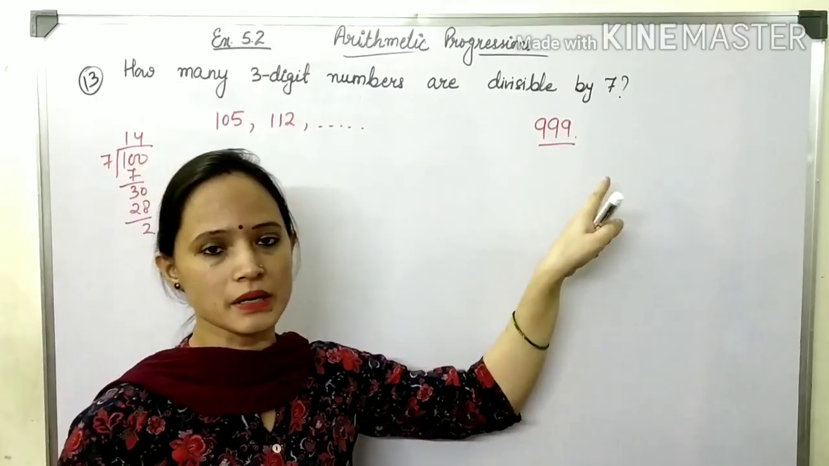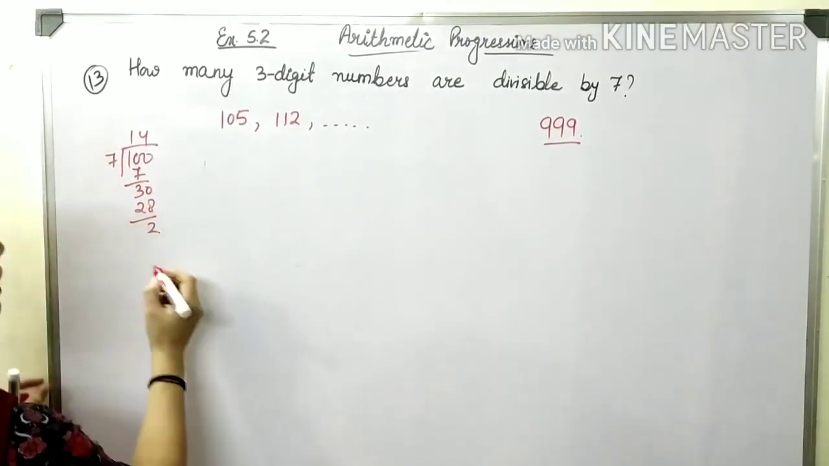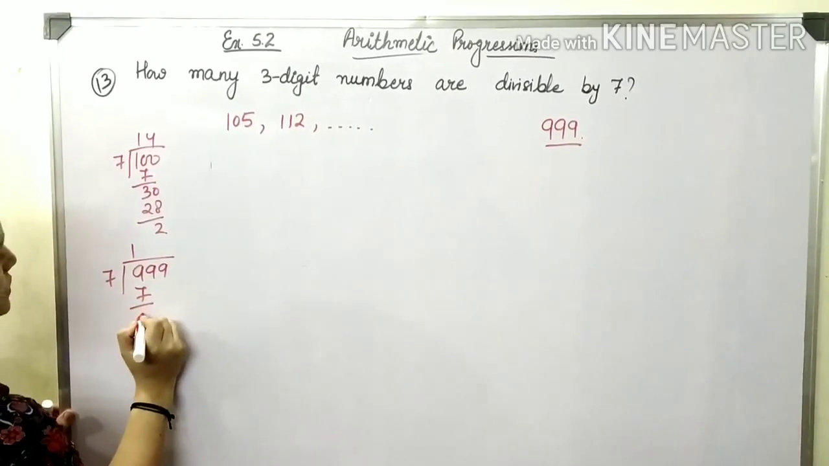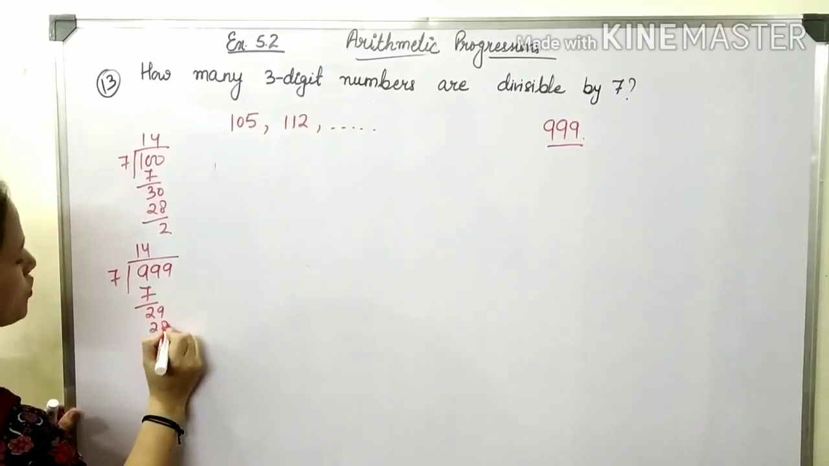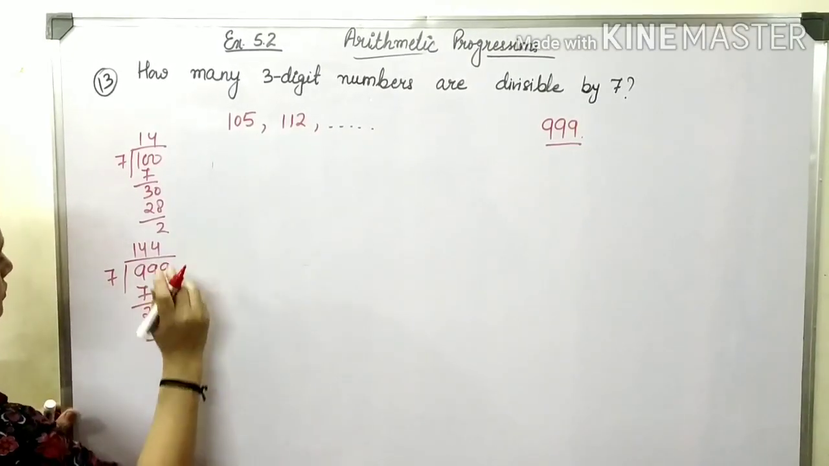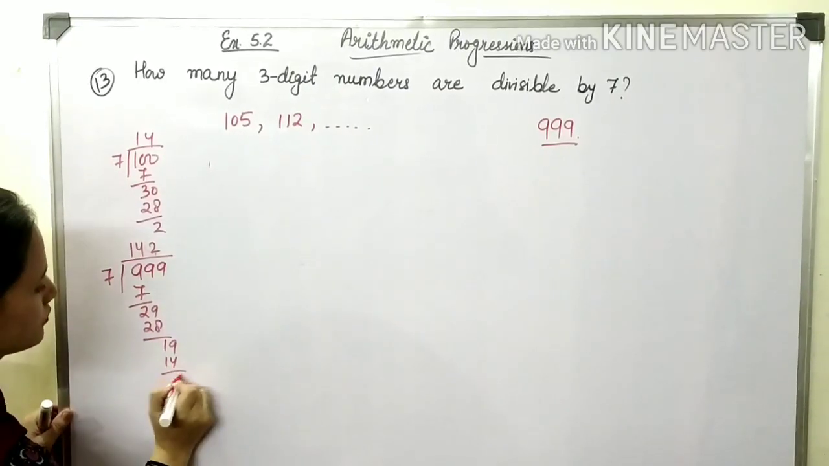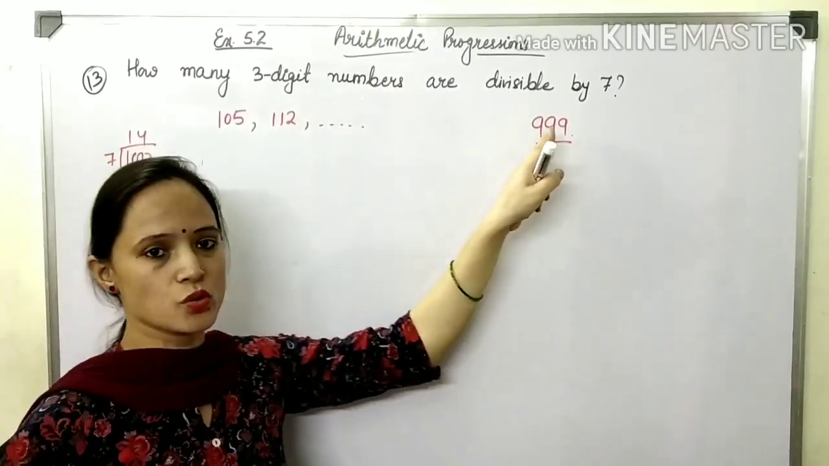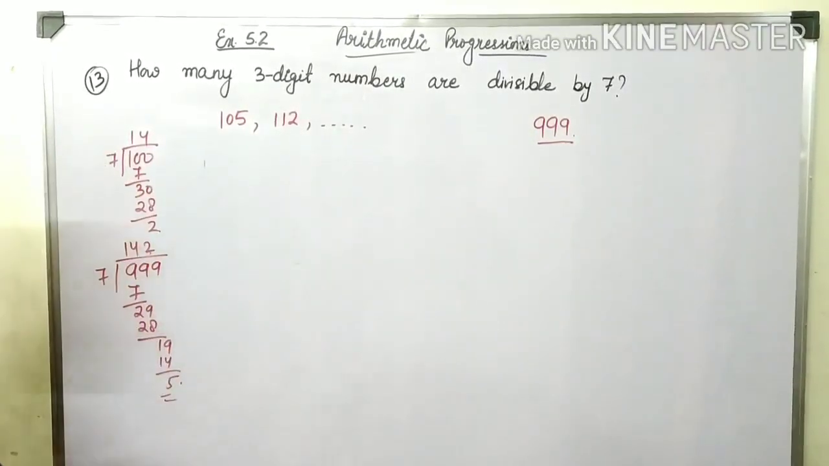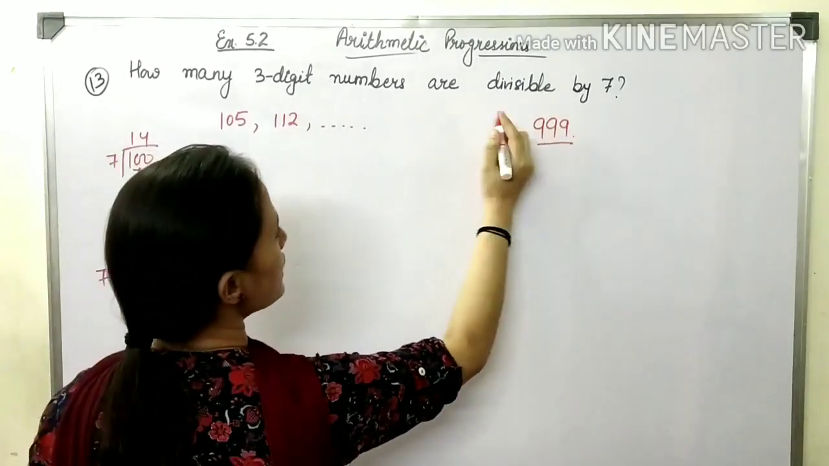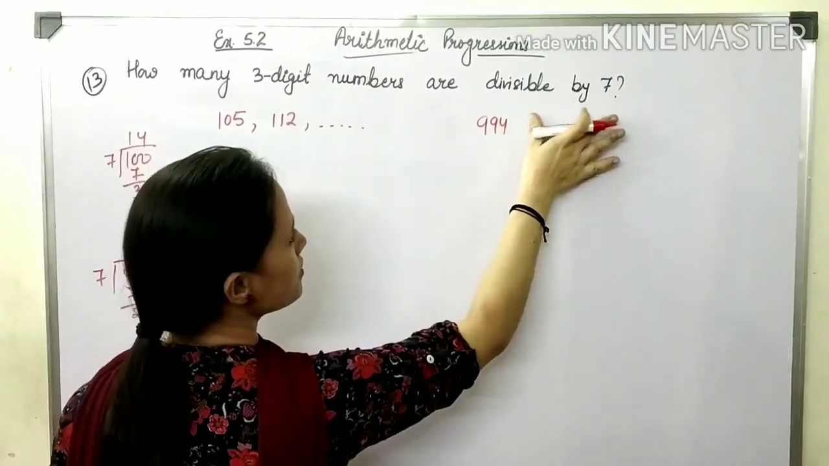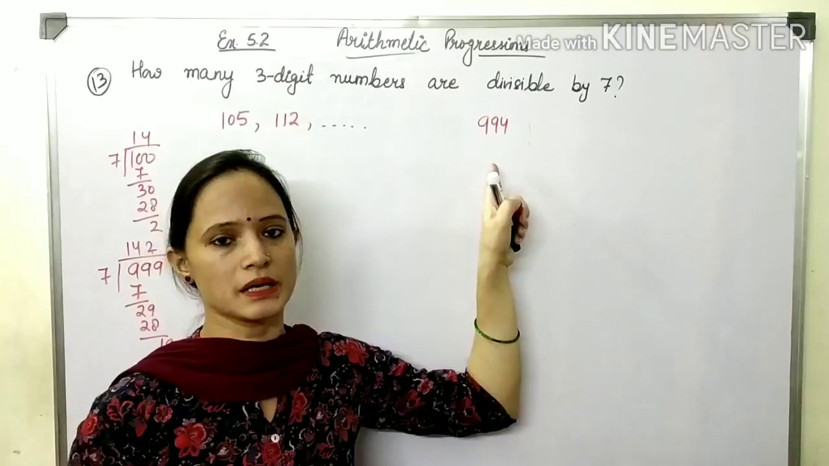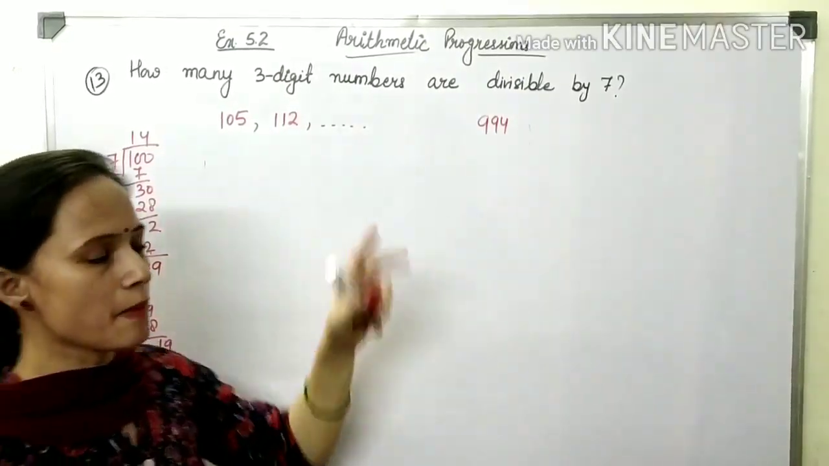The greatest 3-digit number is 999. So here also we'll have to check whether it is completely divisible by 7. We are seeing that it is not. Five is the remainder. So finally, if you are doing it by hit and trial, you will get that 994 is the term which will be completely divisible by 7. This is the greatest 3-digit number which is completely divisible by 7.